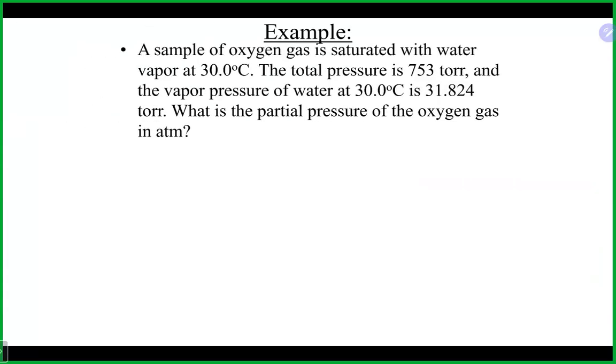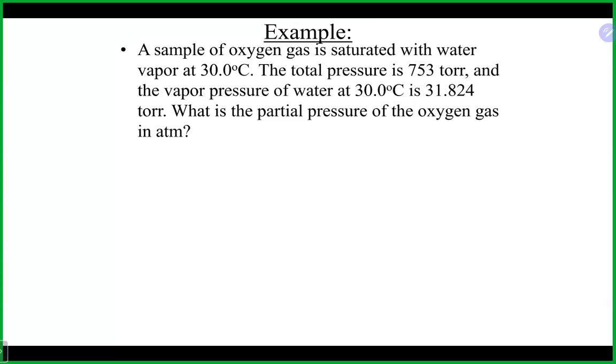All right, so why don't we try one here? A sample of oxygen gas is saturated with water vapor at 30 degrees Celsius. The total pressure is 753 torr. The vapor pressure of water at 30 degrees is 31.824 torr. What is the partial pressure of oxygen in atmospheres? So take a few minutes here and see what you come up with.